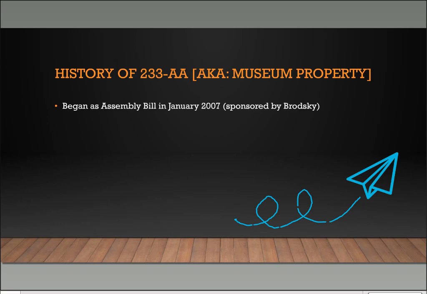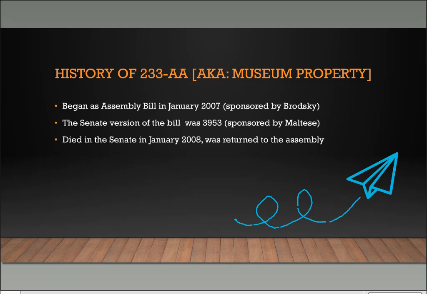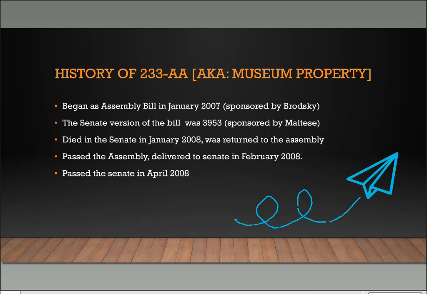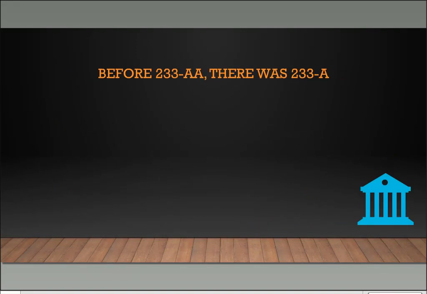Okay, so here's the history of the museum property law. It began as an assembly bill in 2007, sponsored by Assemblyman Brodsky. The Senate version was sponsored by Senator Maltese. It died in the Senate in 2008 and was returned to the Assembly, delivered to the Senate in February 2008, and became a law in April 2008. So it was signed into law in July, and there's one part of the law that refers to things on your site after January 2009, which was the first calendar year of the law being used.